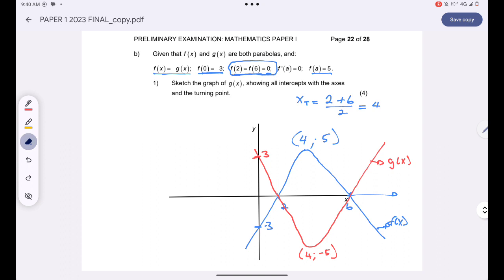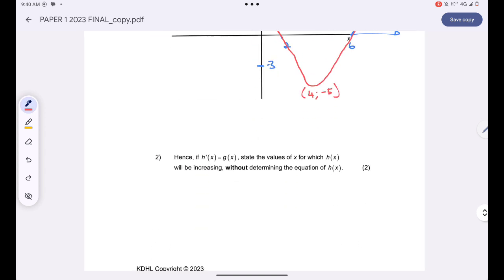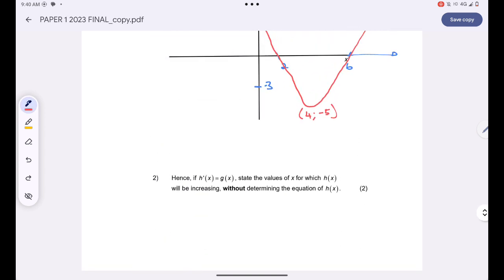So I can simply erase the blue graph over there because I was never asked to draw it. It was just helping me to draw the red graph. So that's how, guys, we're supposed to tackle this question over there. And then now we are told that hence if h prime of x is equal to g of x, state the values of x for which h of x will be increasing.